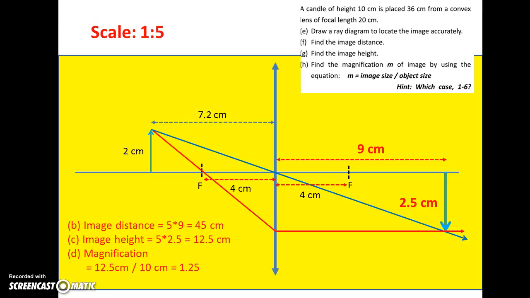This is a similar question, but now the object is a bit closer to the lens. And when you complete the diagram accurately, then you should find that the image has a size of 2.5 cm and image distance 9 cm. So the actual image distance should be 45 cm, and the actual image height should be 12.5 cm, and magnification equals 1.25.